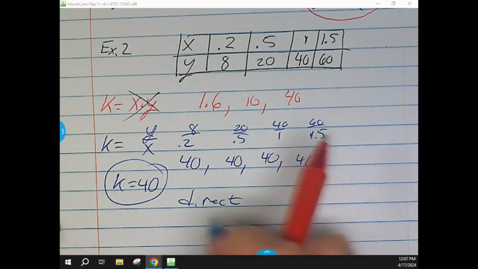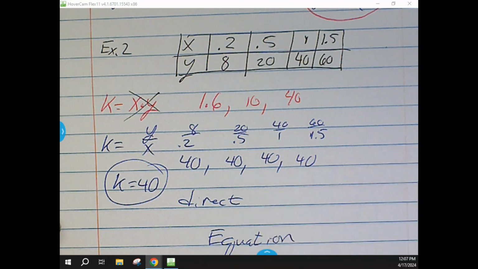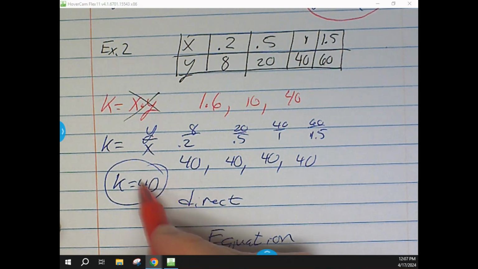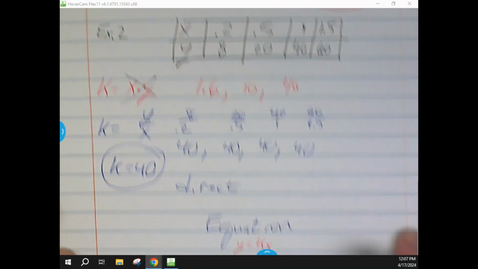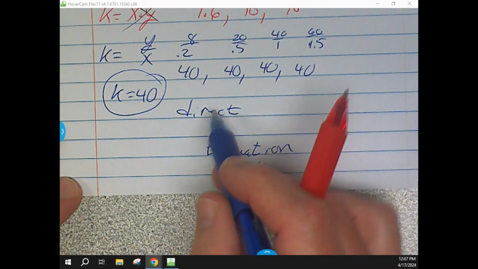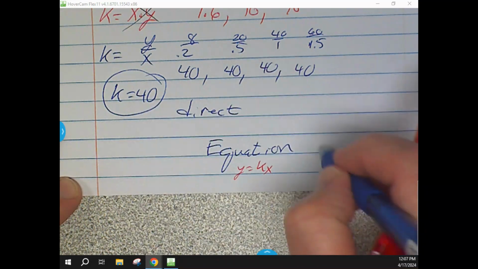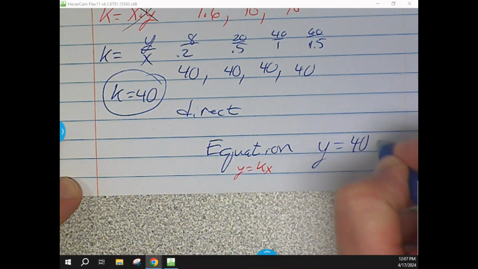And same thing, if they ask for you to write an equation of it, you go back to the same equation we had, the y equals kx. But again, you just plug in the 40 here. Oh, can't see that, can you? Okay, so we got direct. So the basic generic equation was y equals kx, but this time you just got to put the 40 in. So it would just be y equals 40x.